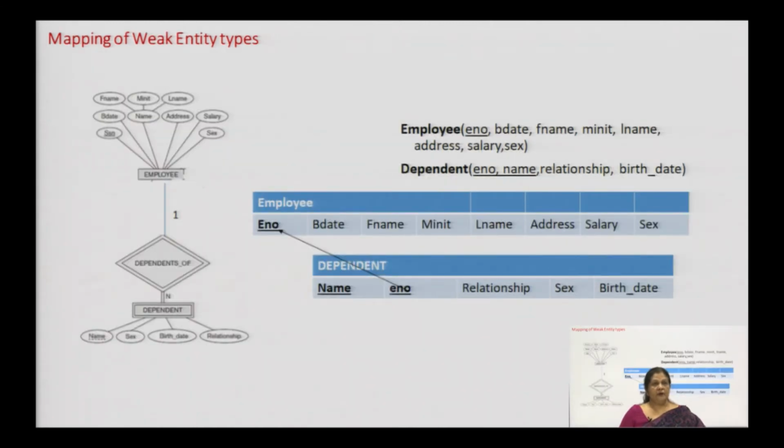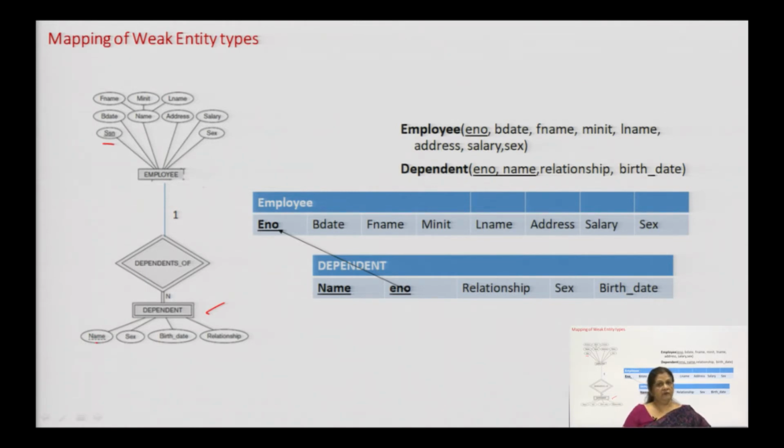Now, to map a weak entity type, that is, we have the weak entity type dependent over here with the attributes name, sex, birth date and relationship, and name being the partial attribute, we have shown it with a dotted line. The corresponding strong entity type on which this weak entity type depends is the employee with its own attributes and the key SSN.